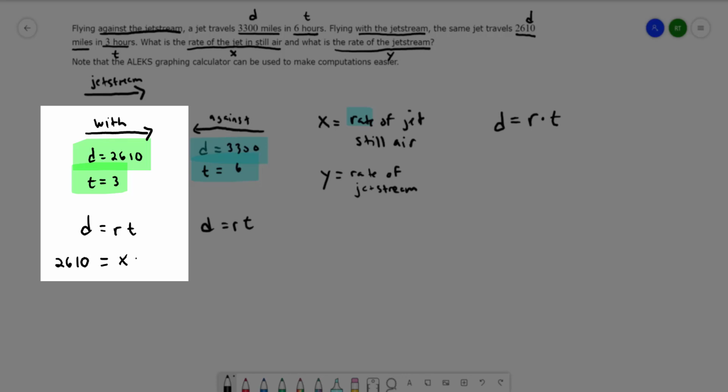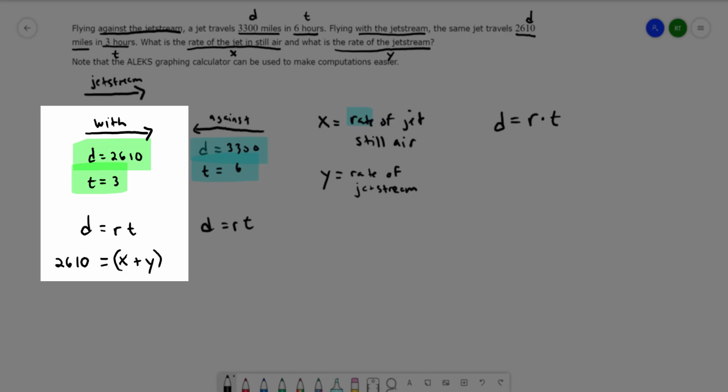So the rate of the jet plus the rate of the jet stream will tell me how fast I'm going. In other words, if let's say you're going 1,000 miles per hour, and then the wind is pushing you an extra 100 miles per hour, then guess what? Then I'm going 1,100 miles per hour. So basically you're combining those two things to get your actual rate.